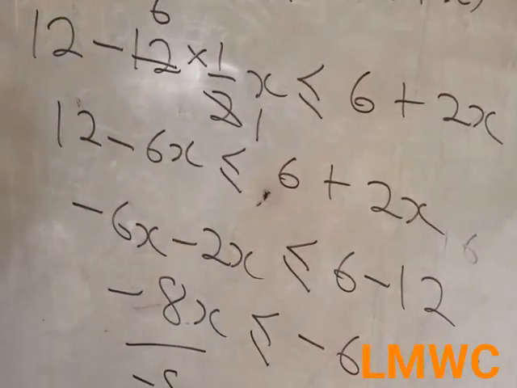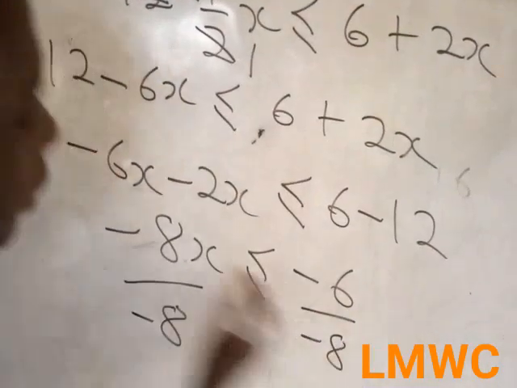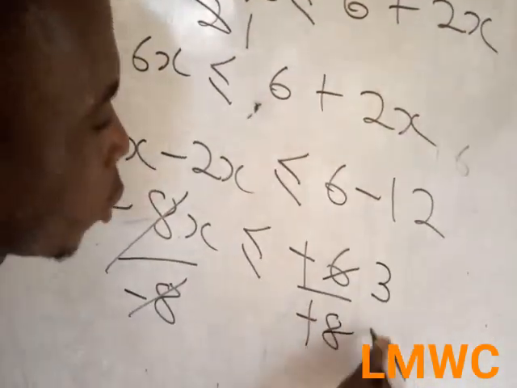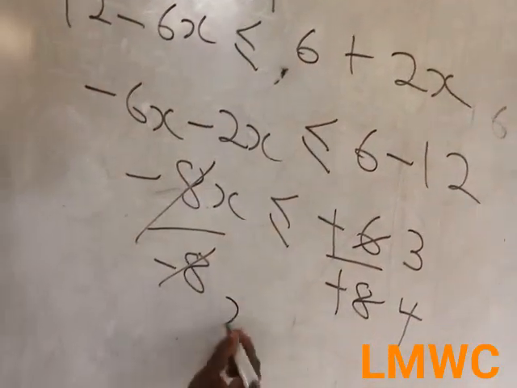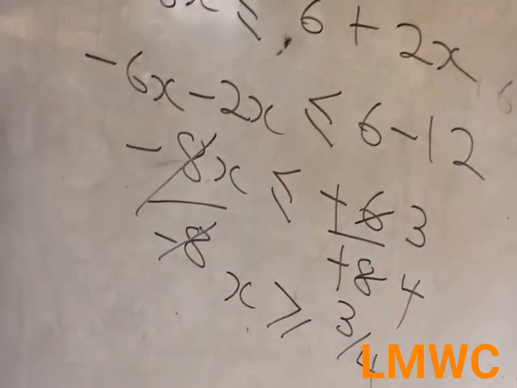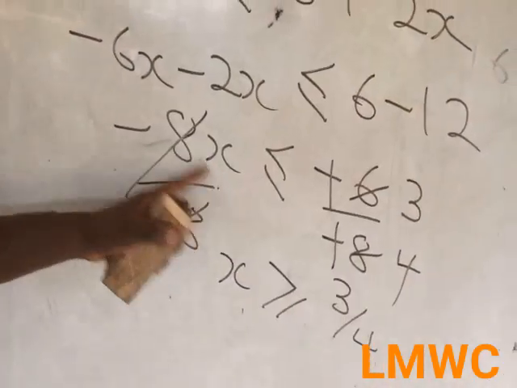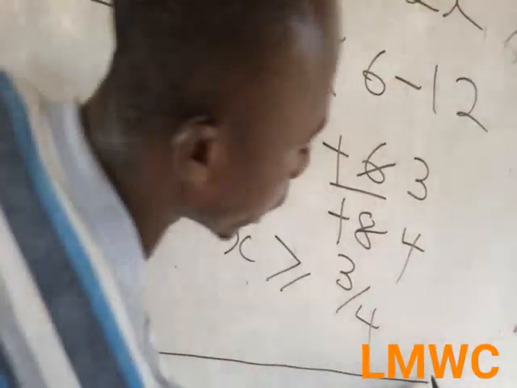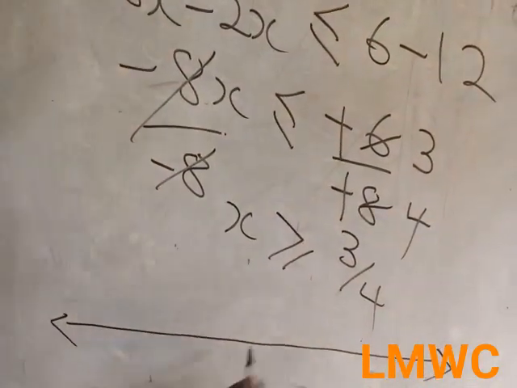We divide through by the coefficient of x, which is negative 8. This will cancel this. 2 goes here 3, 2 goes here 4. So our answer is x is greater than or equal to 3 over 4. Because the coefficient of the variable is negative, the symbol will what? Change. Let's represent our answer on the number line.